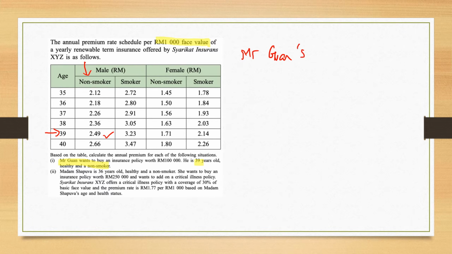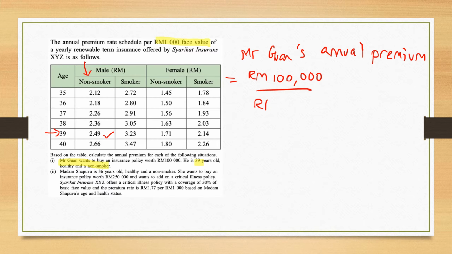Mr. Guang's annual premium. Okay, so it will be the face value over 100,000 right here, divided by the face value 1,000 ringgit, times the premium rate 2.49, RM 2.49. There you go. The final answer would be, let me calculate, RM 249. There you go, and that's your answer for part 1 right here.